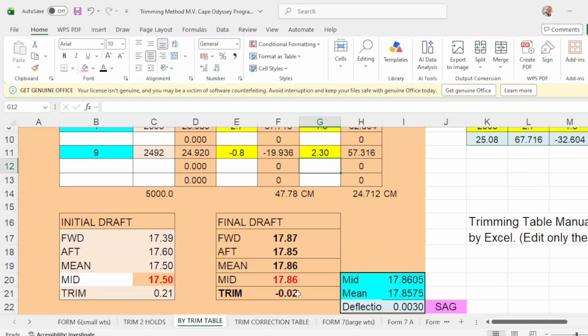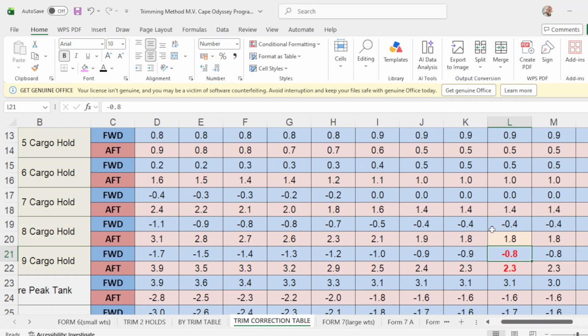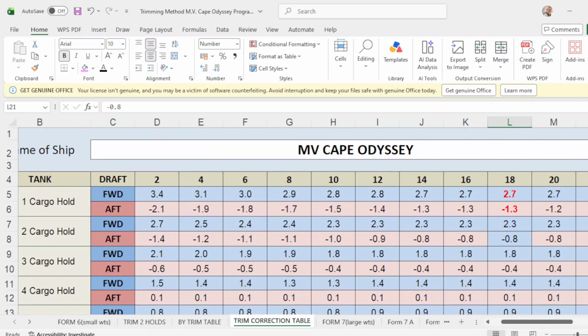Then you will check your draft. The draft should be 17.86, and you have a negative 0.2, which is trimmed by the head. So we will adjust this one. Because guys, why will I adjust? Because these corrections are only assumptions. So let's say in forward, from 14 to 20, they have the same corrections, and from 8 to 12, they're almost the same. So they are all assumptions. So we will adjust the correction so that we will get the right draft.